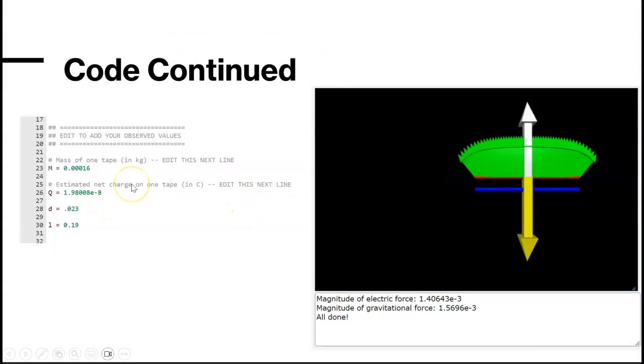After using the new approach and calculating a Q to be 1.98 times 10 to the negative 8, we inputted that into the model and ran our code again. As seen here, the overall output looks to be more accurate, where the electric force and gravitational force are somewhat equivalent.